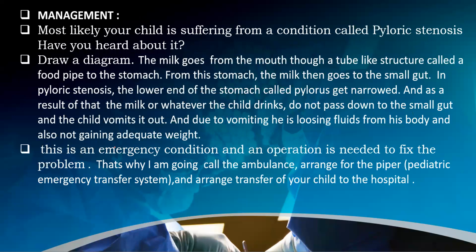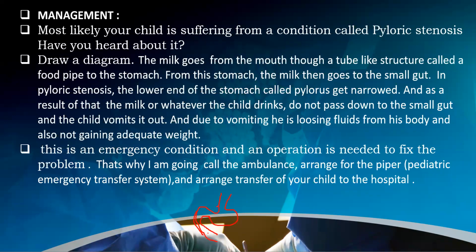So the history is same, physical examination is same, nothing is different. Your management. So most likely, according to the history and physical examination, your child is having a condition called pyloric stenosis. Do you know what it is? No, doctor. Well, let me draw a picture for your better understanding. So you draw the picture like this is the esophagus, then that's the stomach, and this is the first part of the gut. So draw something like that very quickly.